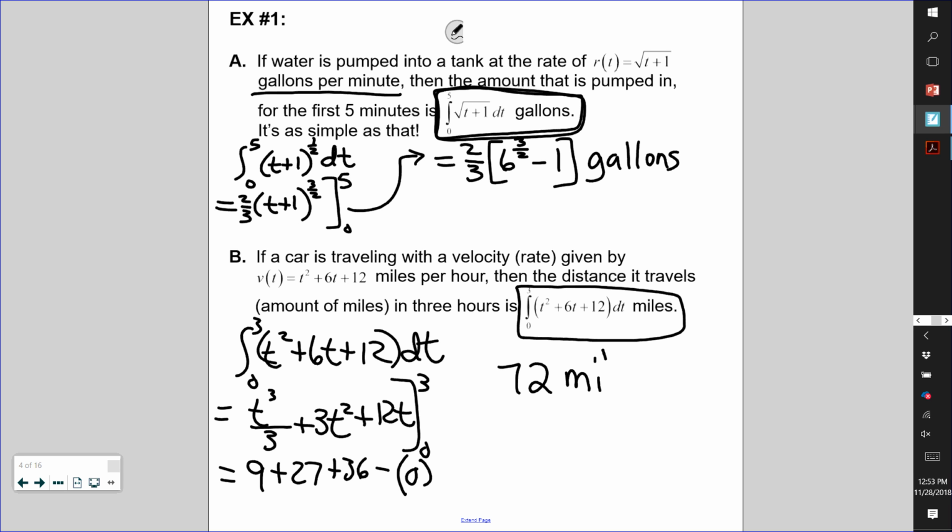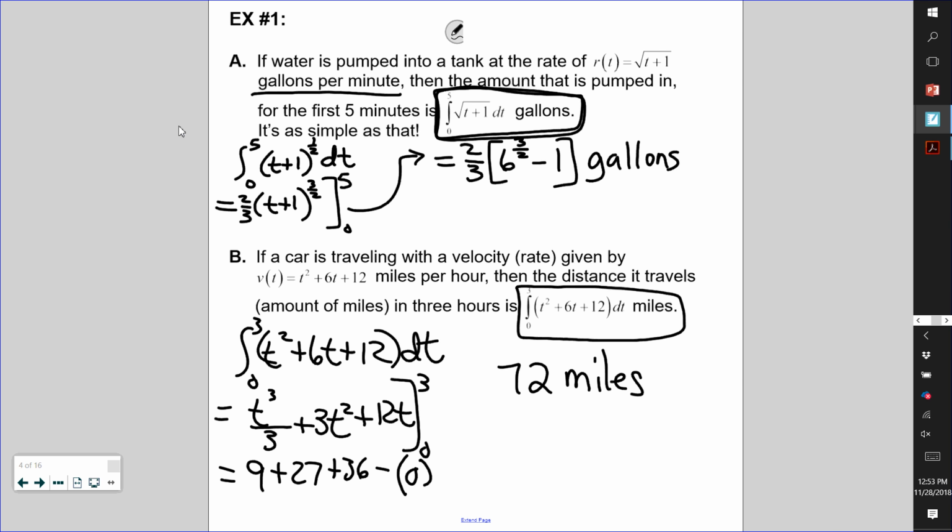And then it's miles. And again, make a note to yourself, the reason that was total distance traveled is because that velocity is positive on that whole interval. If I were to do it in a different interval, it might not be the case. Okay, but this one's positive for 0 and up.